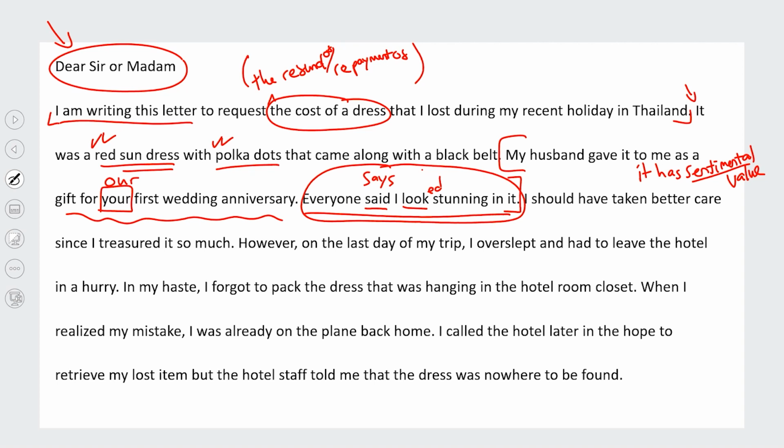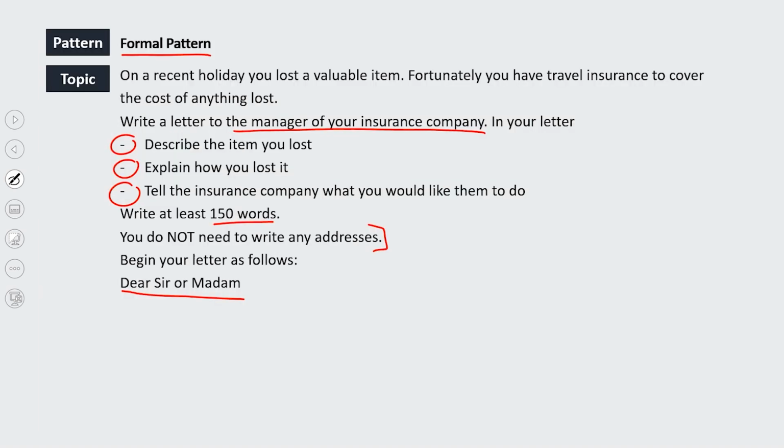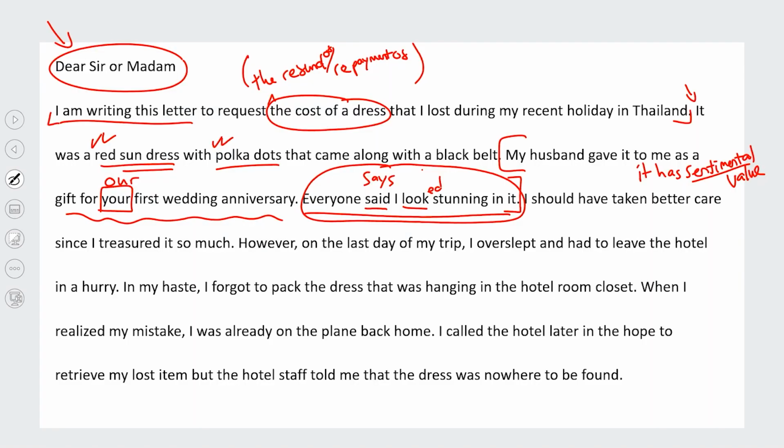So I can understand why this candidate's done it, because the question literally asks you to describe the item you lost. But they've taken it very literally, and this is something a lot of people do. And for me personally, because the topic and the task is to write to a manager of a travel insurance agency, instead of literally going into so much detail about what it actually looked like, talk a little bit more about the item, what it was, maybe why it was so valuable. Or give details that might be relevant to the travel insurance agency.